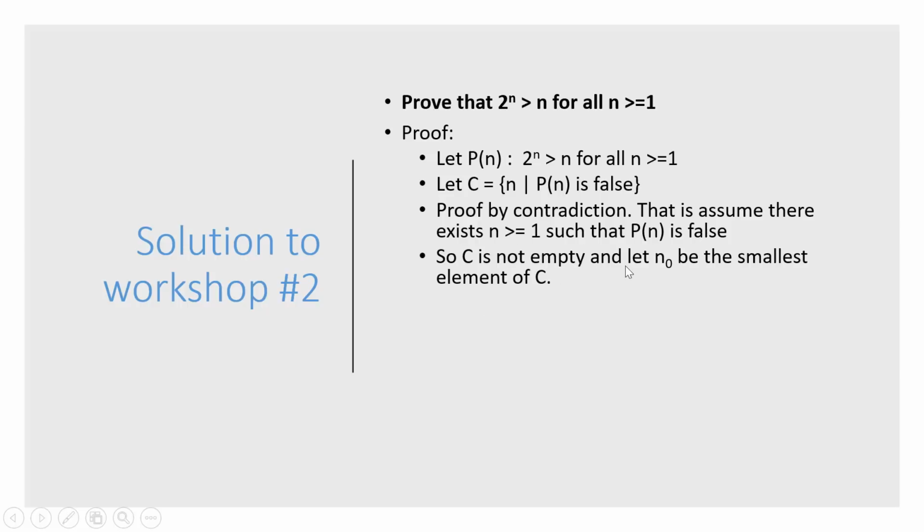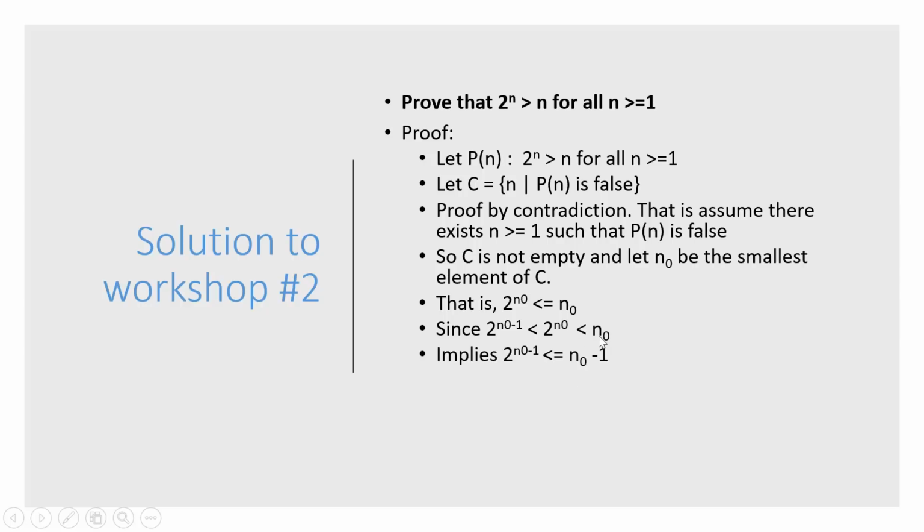Since C is not empty, by the well-ordering principle, there's a smallest element n0 in C. Because it's in C, it contradicts the assertion that 2^n is greater than n. So it satisfies P(n) being false, which is 2^n0 is less than or equal to n0. Now we know that 2^(n0-1), which is 2^n0 divided by 2, is strictly less than 2^n0. For now, I'm just going to consider the case that 2^n0 is strictly less than n0.